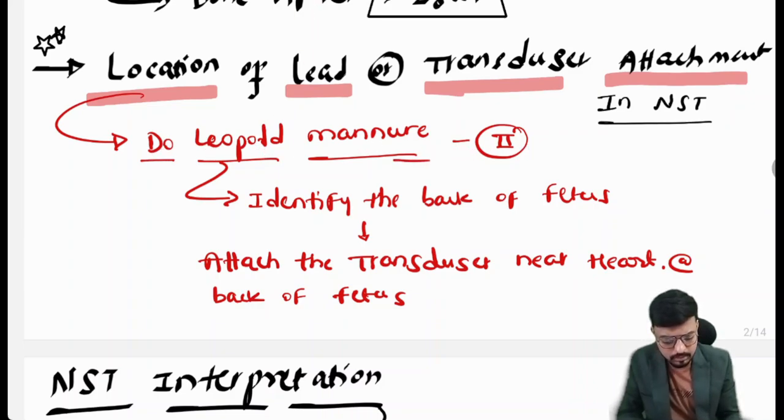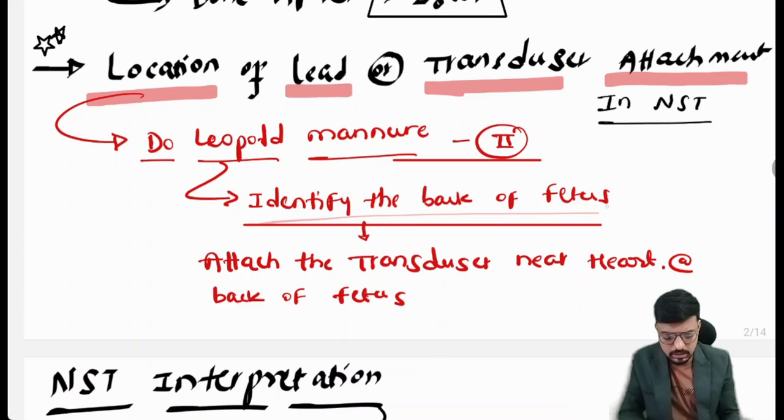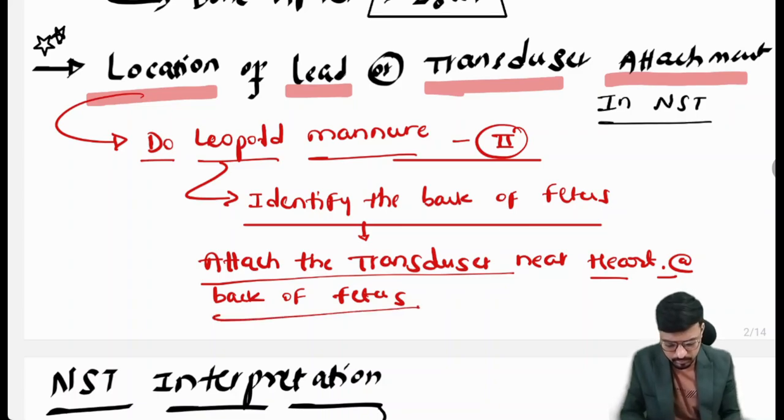So do Leopold maneuver number two, the lateral grip. Then identify the back of the fetus, then attach the transducer at the neck, near the heart at the back of the fetus. This is very important.